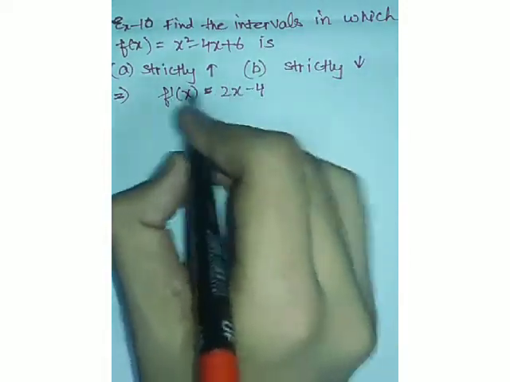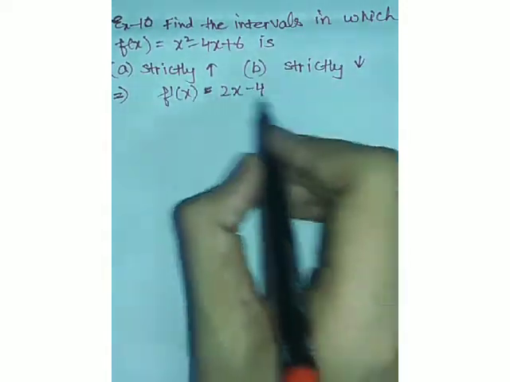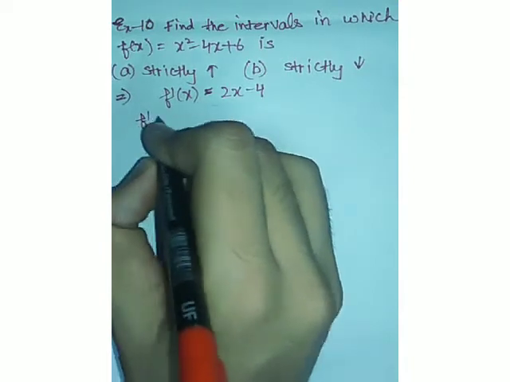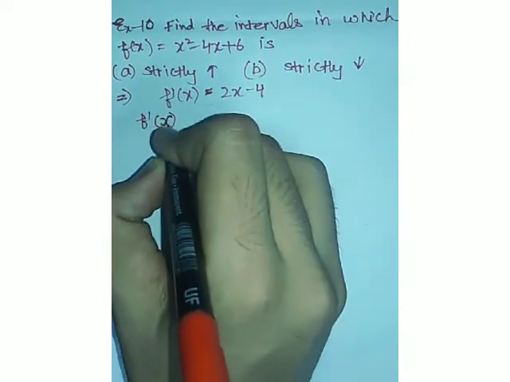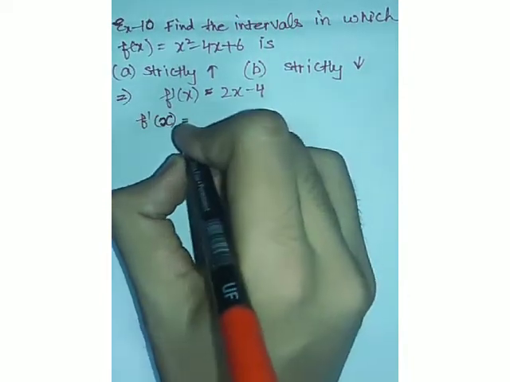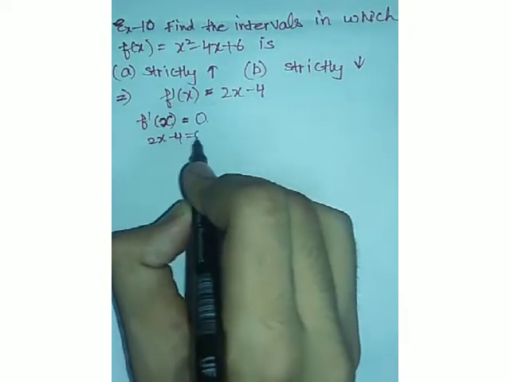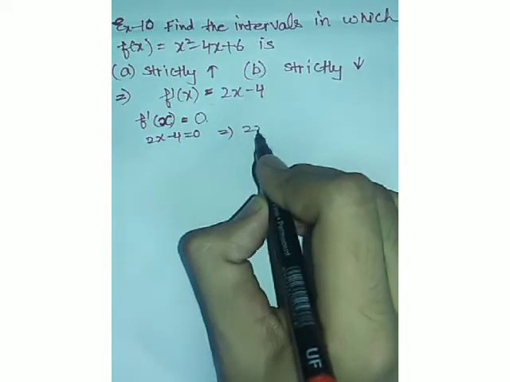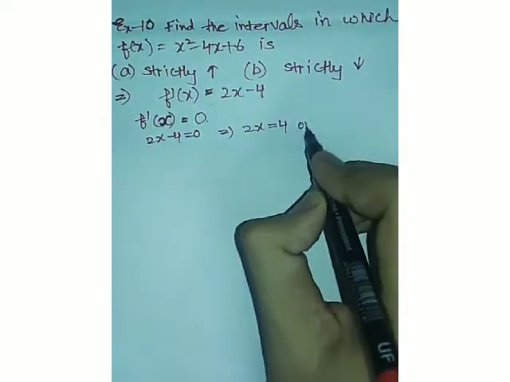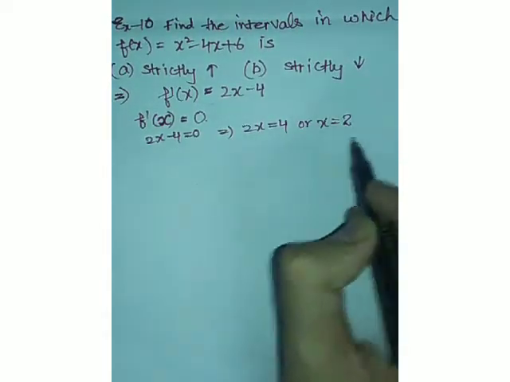Now, from the differentiation of the function, we have to find the value of x. Only then will we be able to determine the intervals. So put f'(x) = 0. You will get 2x − 4 = 0, or 2x = 4, or x = 2.